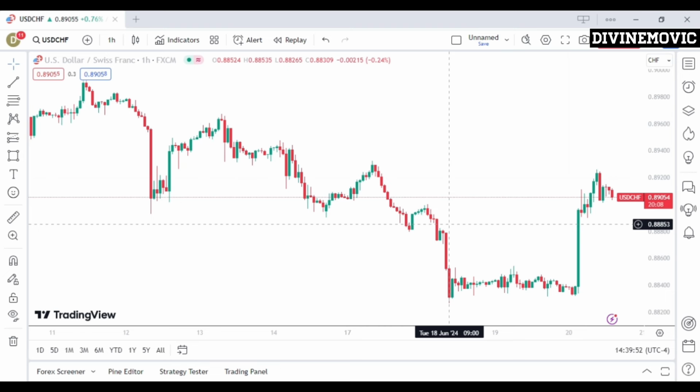Now, if price is saying we should buy on the higher time frame, that means we should be looking for buys on the lower time frame. And if price is saying we should sell on the higher time frame, that means we should be looking for sells on the lower time frame. But first, we need to understand what price is doing on the higher time frame.